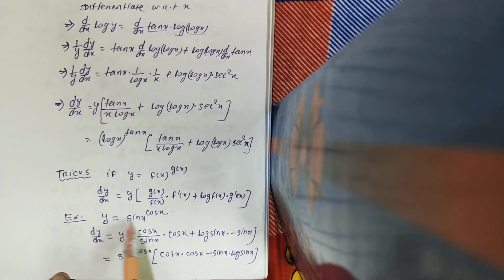So we can consider that variable to the variable. Now take that this is f(x), this is g(x). Just put this formula to solve this problem. So dy by dx is what?